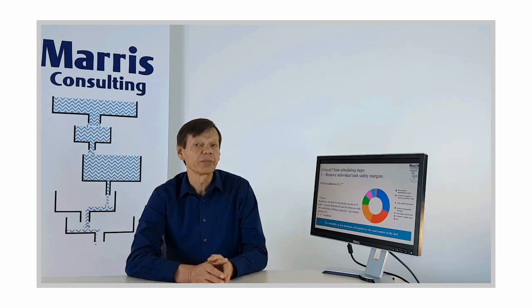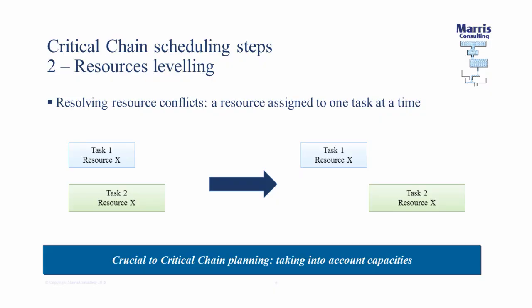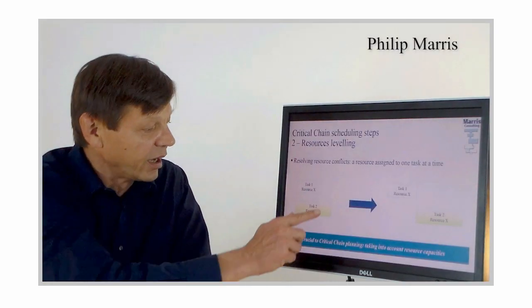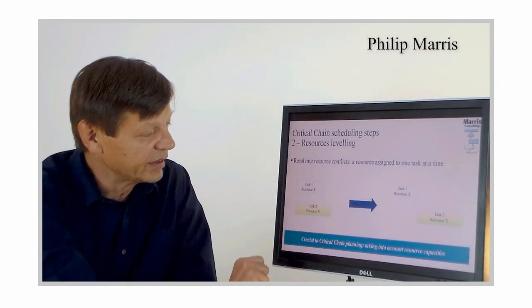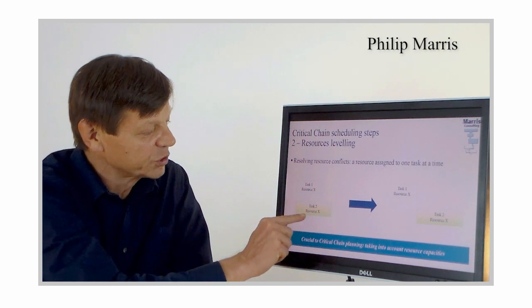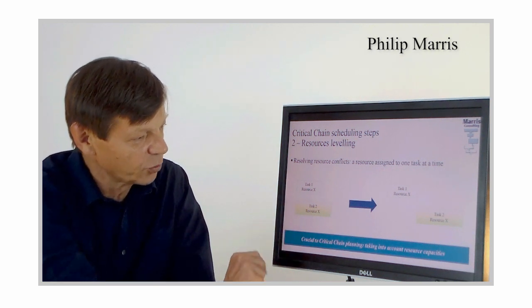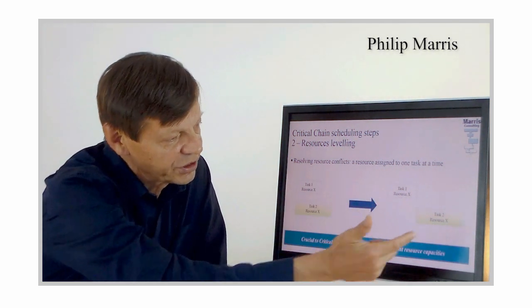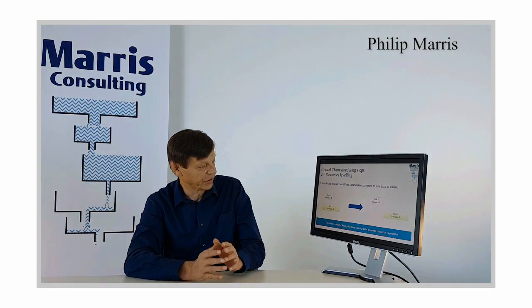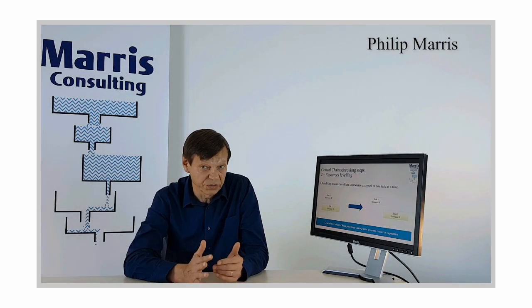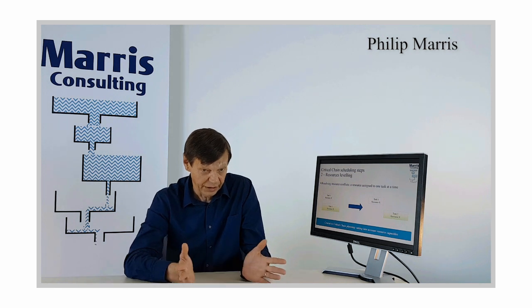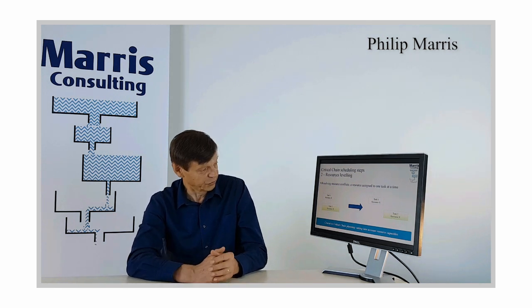That's the first step. The second step is to level the resources, as we saw. That's very simple. If it had been planned that the same resource should do two tasks at once, well, you sequence them so that you do one thing after the other. Okay? And this is just a fundamental thing about critical chain. It takes into account the capacities of resources.